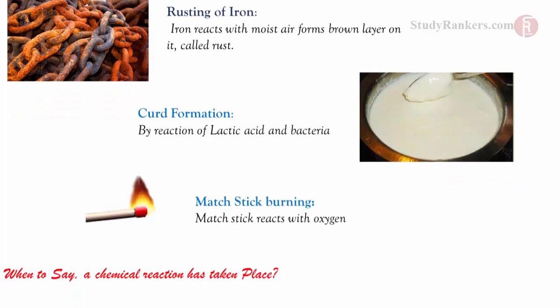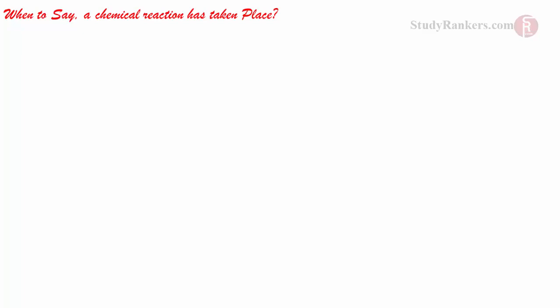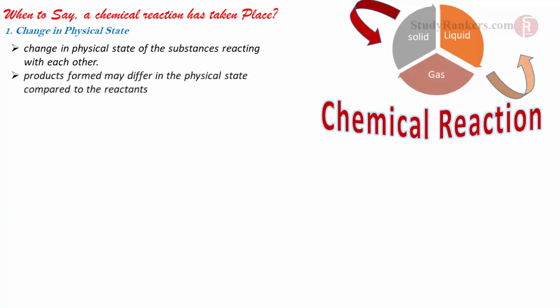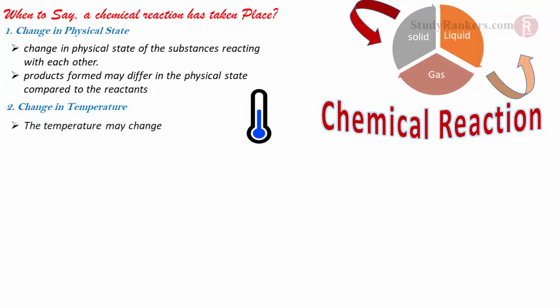There are certain indicators which indicate that a chemical reaction has taken place. First is change in physical state. It means that there is a change in the physical state of the substances reacting with each other. The product formed may differ in physical state compared to the reactant. Next is change in temperature. The temperature may change when a chemical reaction takes place. It may increase or decrease.